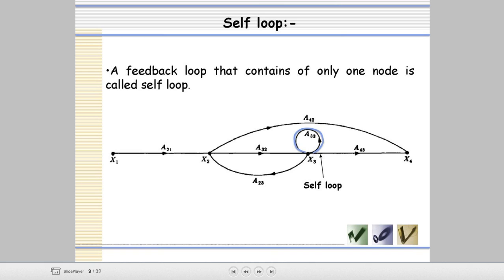Self loop. A feedback loop that contains only one node is called as self loop. We can see here is one loop, but this is called as self loop.